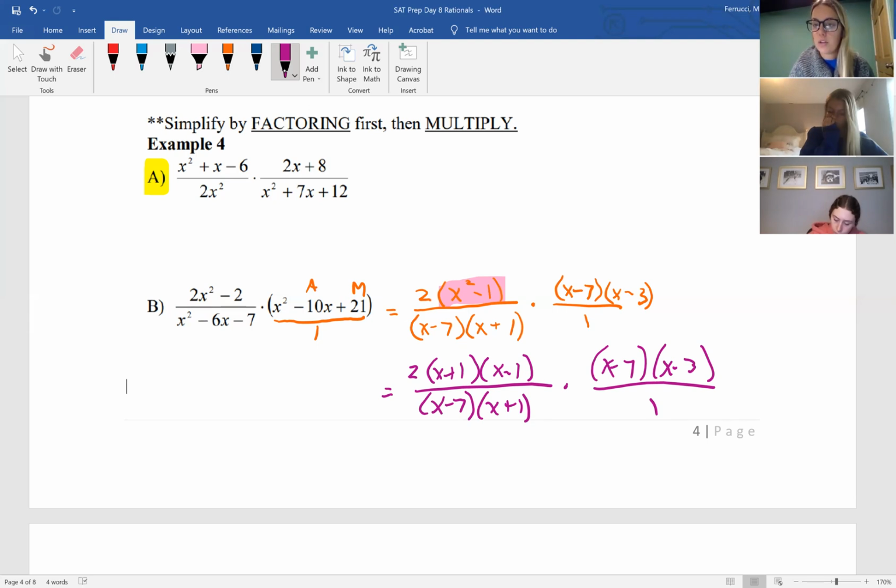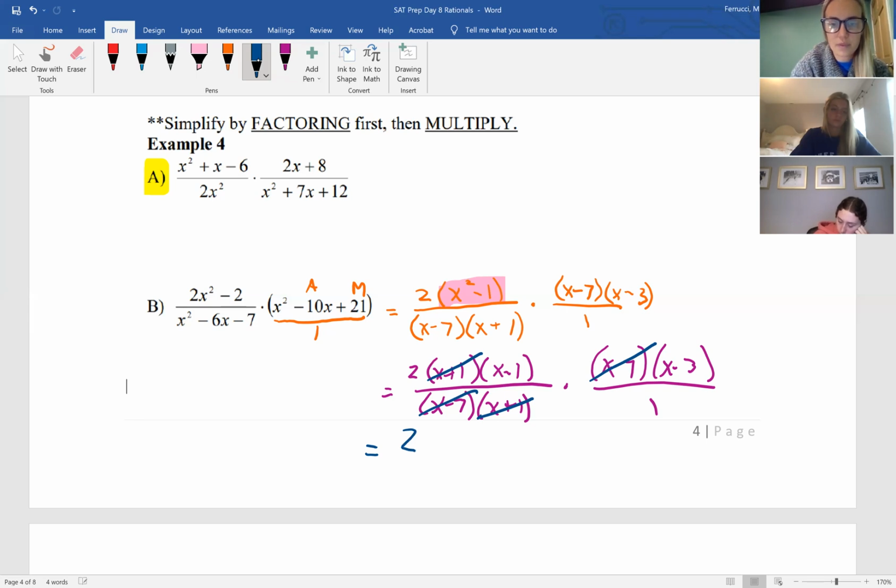Now, since we're multiplying, we're going through and seeing if there's anything on the top that can cancel with anything on the bottom. So 2, there's no other 2 on the bottom, can't cancel it. X plus 1 on the top, there is an x plus 1 on the bottom, so we can cancel those. X minus 1 on the top, there's none on the bottom. X minus 7 on the top, and x minus 7 on the bottom. And then x minus 3, there's only a 1 left on the bottom.